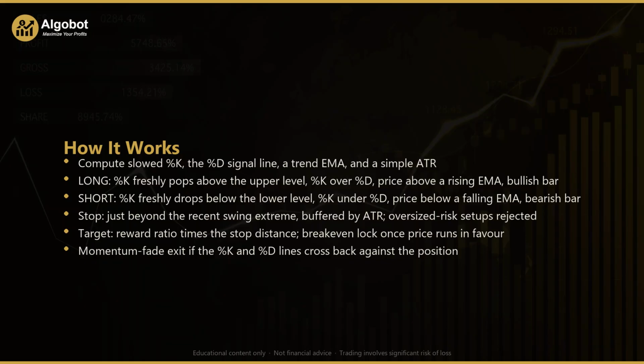The short setup is the exact mirror. The fast line freshly drops below the lower level, %K sits below %D, price is below a falling EMA, and the ignition bar closes bearish. That's a sell at the bid.